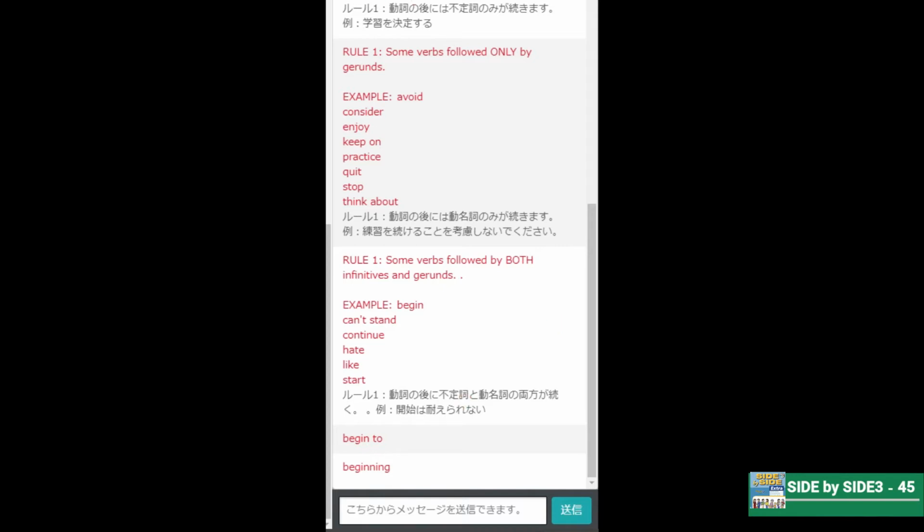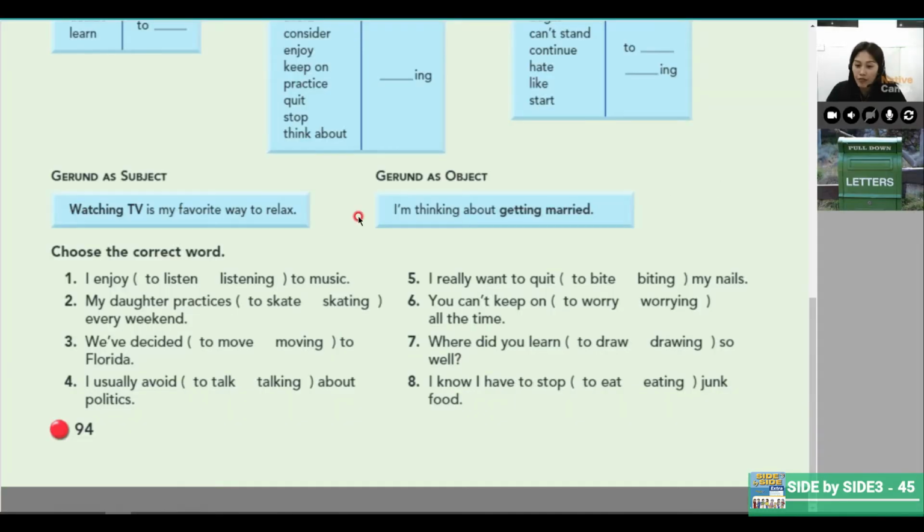Not so far. Okay. Now let's review the gerund as a subject, okay? Yes. Watching TV is my favorite way to relax. Watching TV is my favorite way to relax. Very good. Now let's check the grammar rules for this box, and check your chat box.